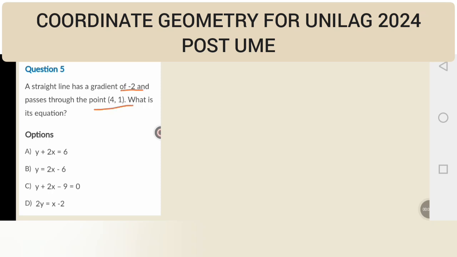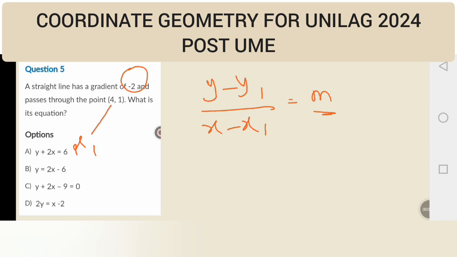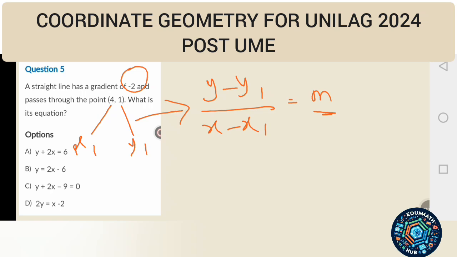So what is the equation of the line? You're going to use the single point from equation of a line: y minus y1 divided by x minus x1 equals m. This m is the given gradient. So in this question, the gradient is minus 2. And this is x1 here, this is y1 here. So just plug everything into this equation.